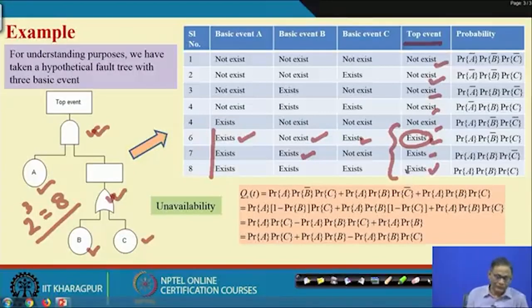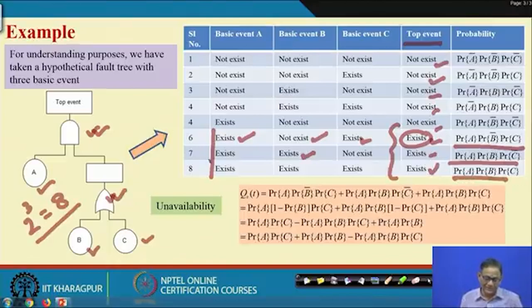Now, because of the two-state components, you know the probability. As they are independent, you just multiply those independent event probabilities, and the system is unavailable when you sum up all those probabilities. Okay, so this is what the truth table is.